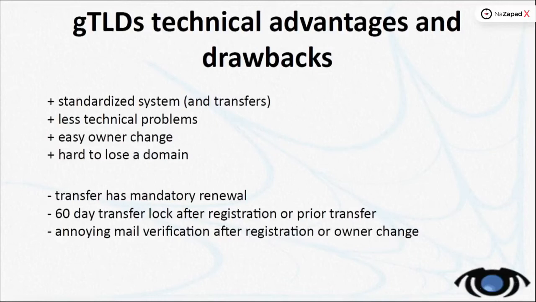So gTLDs, they have the advantage that everything is standardized, everything is easy. Also the dispute system is quite slow and expensive, so you don't get a lot of domains lost by a dispute. And the annoying thing is the transfers. That 60-day lock after registration is super annoying, and also some email verifications.